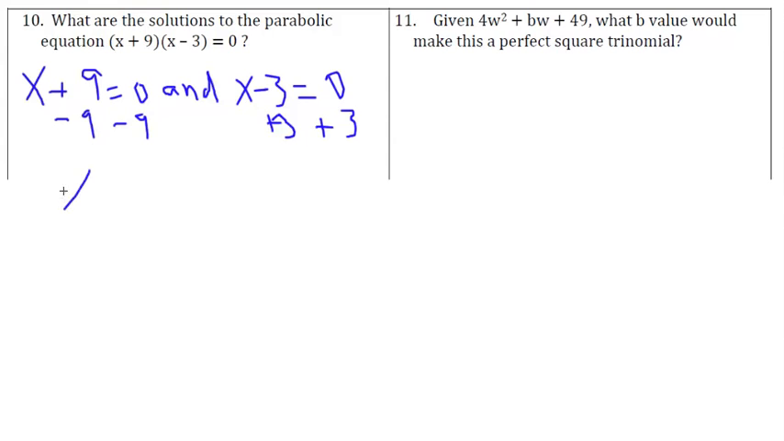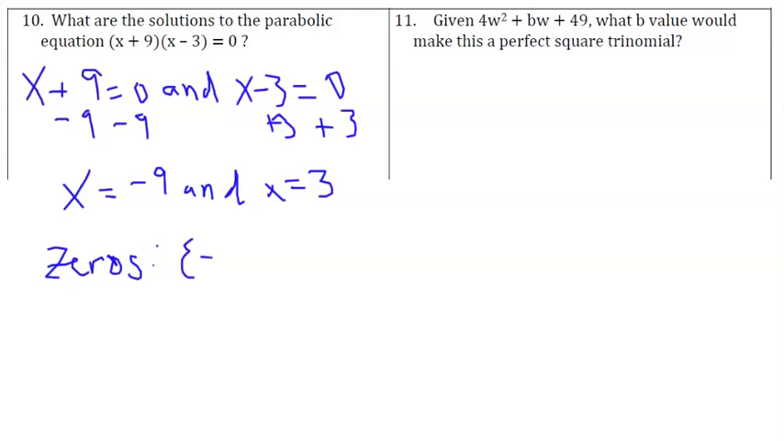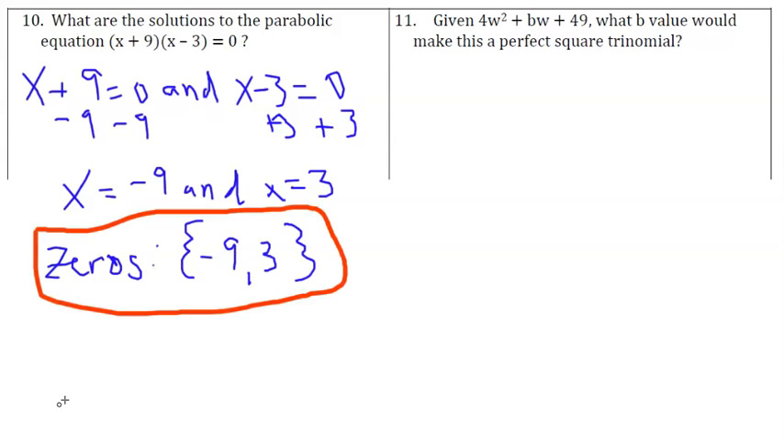So then you get x equals negative 9 and x equals 3. So your zeros are negative 9 and 3. Those are your solutions.